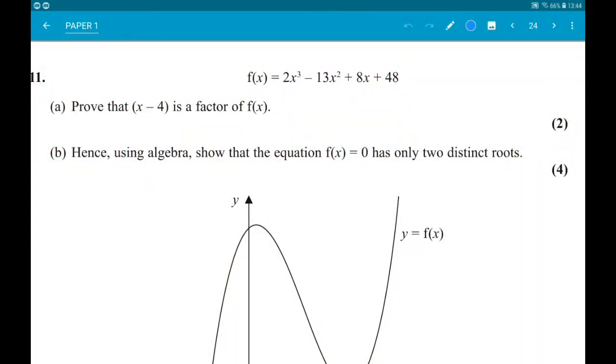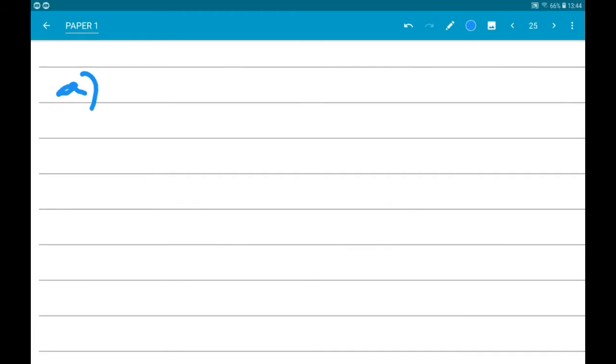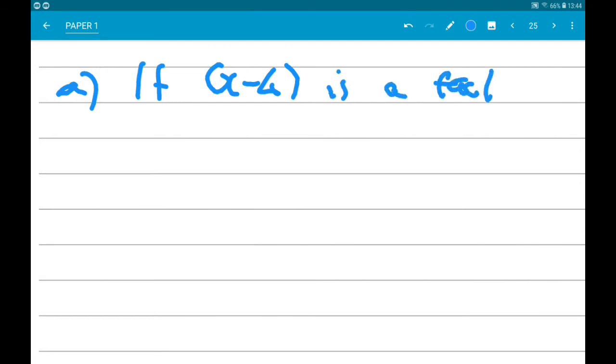Number 11, f of x is 2x cubed minus 13x squared, add 8x, add 48. Part A, prove that x minus 4 is a factor of f of x. Okay, factor theorem. So, if x minus 4 is a factor, then f of 4 will equal 0.